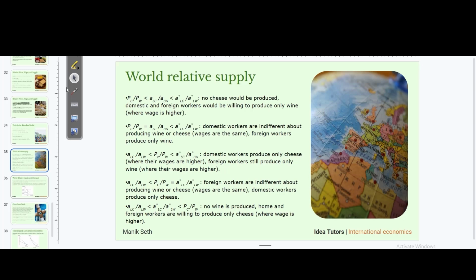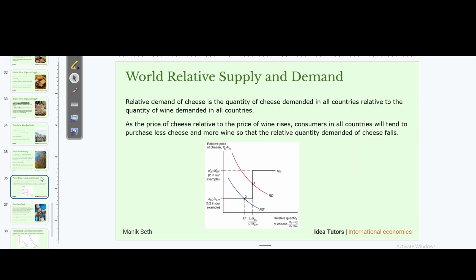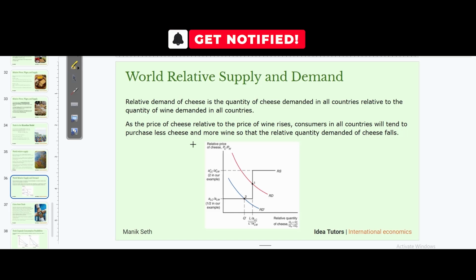Then world relative supply and demand. World relative supply we did, the global supply we did, and there are relative demand curves also. The relative demand for cheese is the quantity of cheese demanded in all the countries relative to the quantity of wine demanded in all the countries. Just like supply, this is demand. Similarly, we will just take that ratio of the total demand.